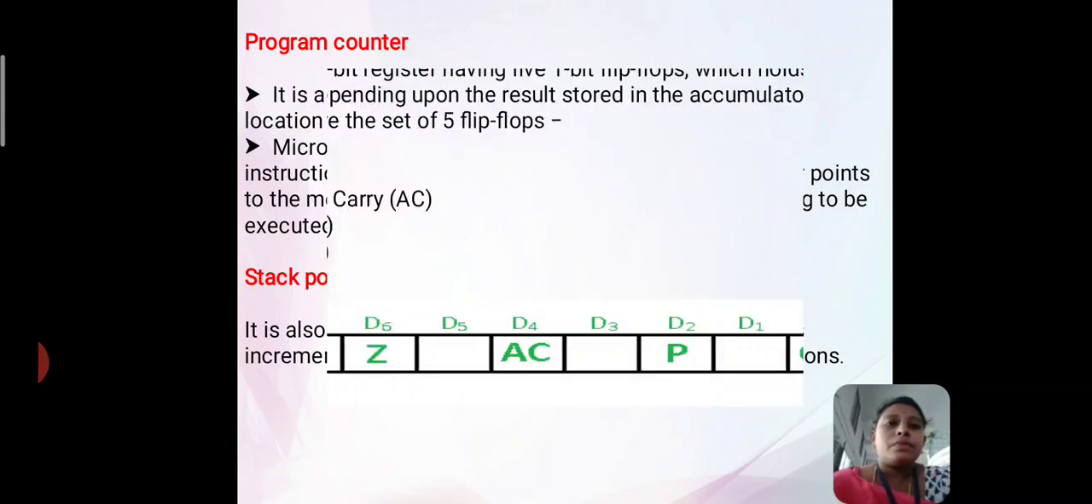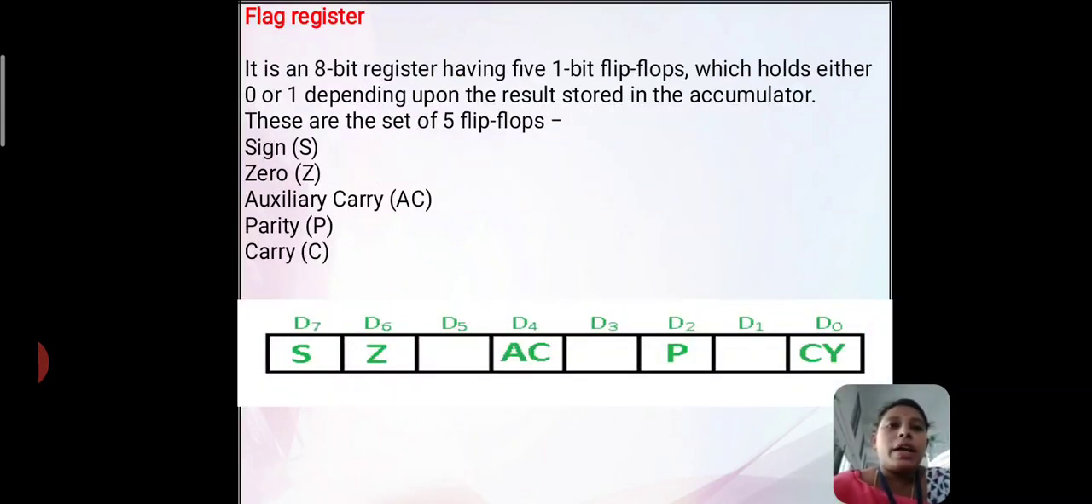Next, we see the flag register. It is an 8-bit register having 5 1-bit flip-flops which hold either 0 or 1 depending upon the result stored in the accumulator. Whatever the result stored in the accumulator, the flag register has some of the flags. It contains 5 flags: sign flag, zero flag, auxiliary carry flag, parity flag and carry flag. It is an 8-bit register, that's why it has D0 to D7 pins.